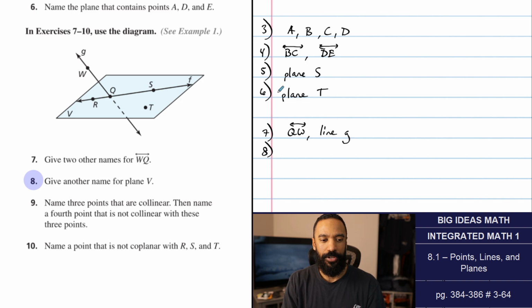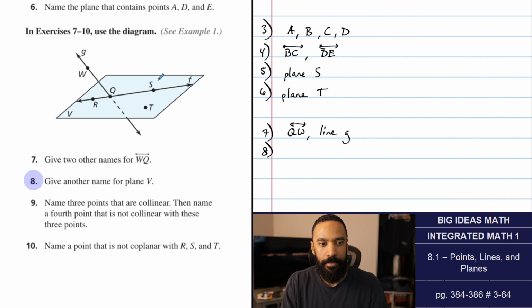Number 8, give another name for plane V. Where's the V? Oh, I didn't see that. So plane V. We have to name 3 points that are on the plane, but they must not be collinear. So I could not name it RQS or any version with these 3 letters only. W is not a point that's on the plane, so we have to use another set of 3 letters.